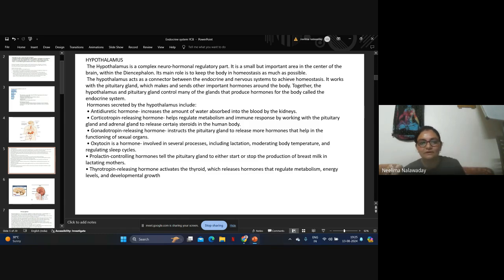So this axis is bigger. This corticotropin releasing hormone is required for two major functions: to regulate metabolism and immune response. It goes to the pituitary first, then the pituitary gland sends specific hormones towards the adrenal gland to release certain steroids, because adrenal glands are responsible for production and secretion of steroids, that we are going to see in that section, adrenal gland.